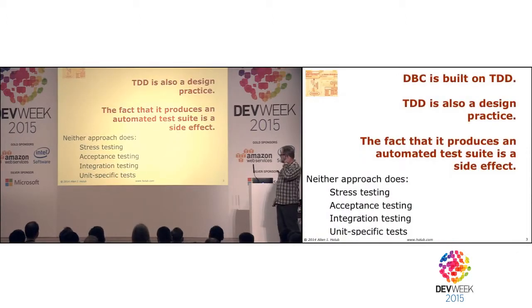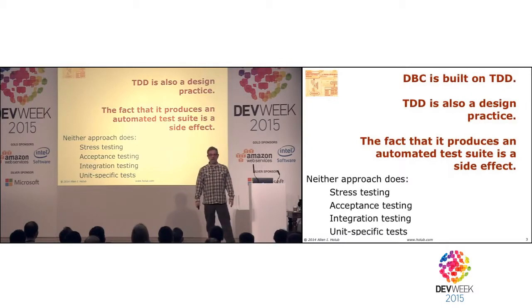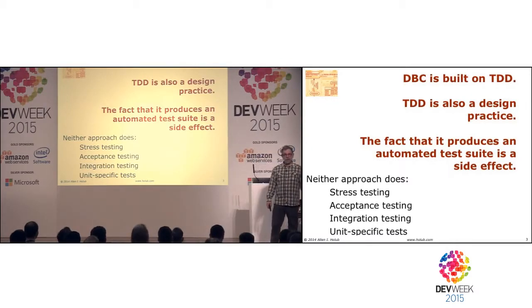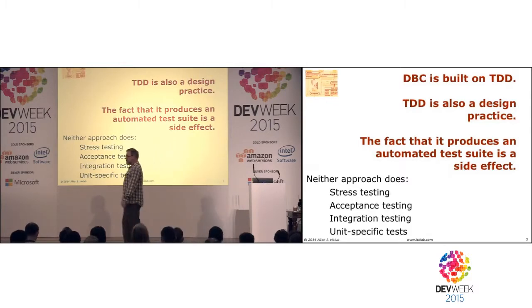So it's built on top of TDD. TDD itself is a design practice, which is something that people don't understand when they look at it. They think of test-driven development as being a way to produce tests because it has the word test in its name. And in fact, when you learn about agile process, often you will hear the exhortation that you should write your tests first.